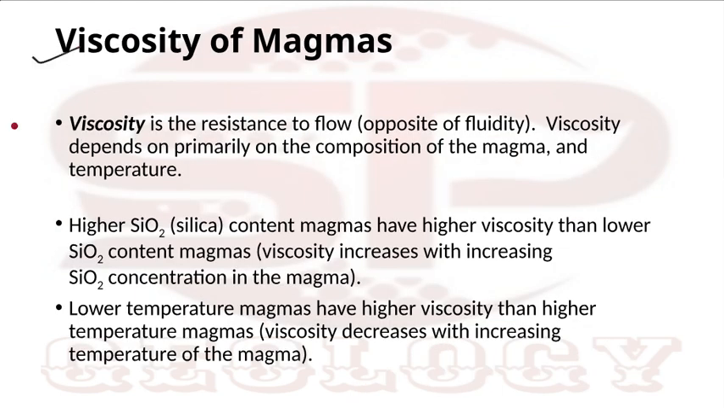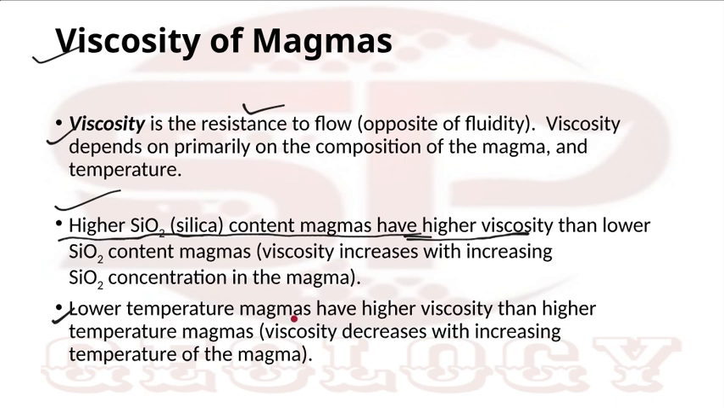When it comes to viscosity. So viscosity is the resistance to flow. So what are the different factors we'll consider that will affect the viscosity of the magma? First, higher SiO2 content. If magma has higher SiO2 content, then magma will have higher viscosity. So that means viscosity increases with increase in SiO2 concentration in the magma.